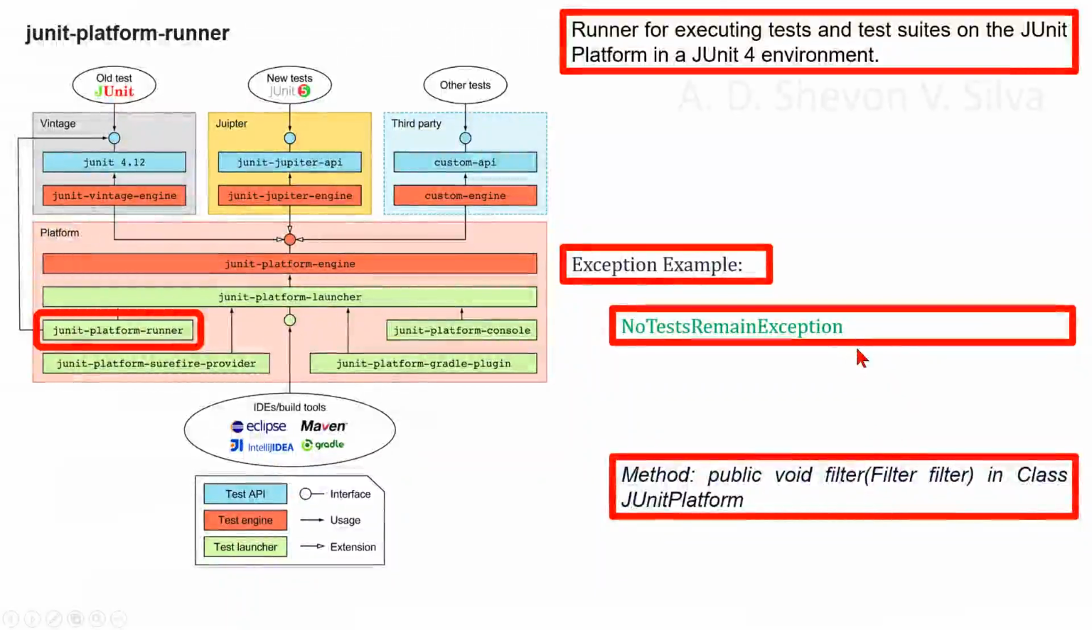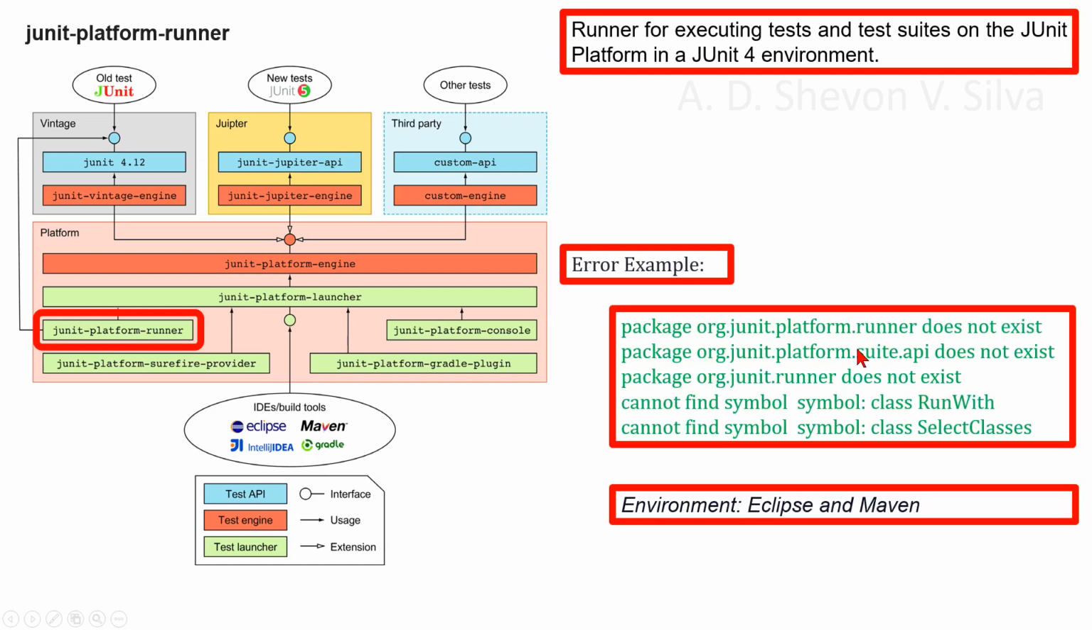As an exception example, we can consider the NoTestsRemainException. It can occur in the method public void filter in class JUnitPlatform. As an example, we can consider this occurring in an environment with Eclipse and Maven: package org.junit.platform.runner does not exist, etc.